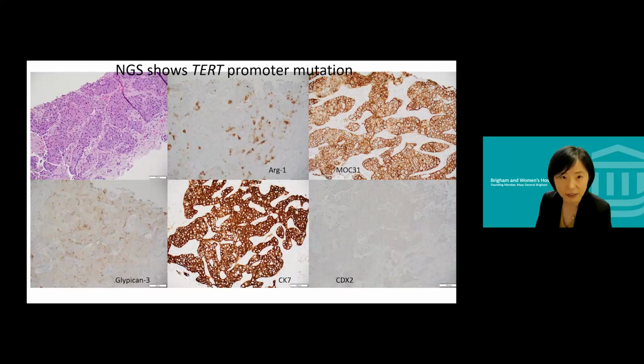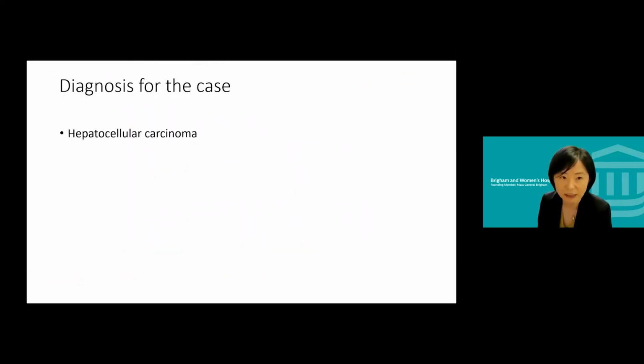But fortunately for us, this patient has been sequenced elsewhere, and the sequencing showed a TERT promoter mutation. So TERT promoter mutation is a very characteristic genetic alteration in hepatocellular carcinoma. So the diagnosis is pretty definitive: hepatocellular carcinoma.